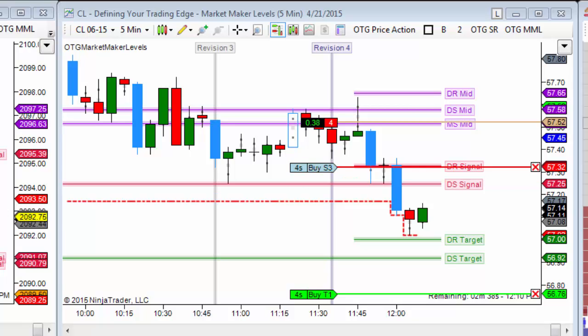Break even plus 30 to 32 on the stop. 32 is the stop. I'm going to get behind the 30 level.